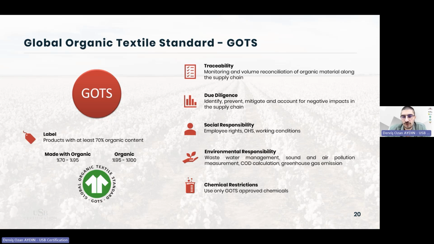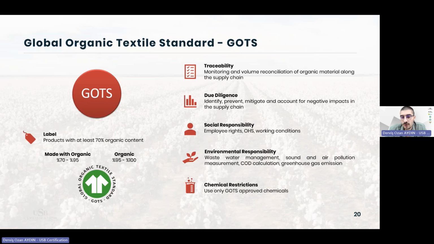Traceability under GOTS: monitoring and volume reconciliation of organic material all over the supply chain. The main difference of GOTS, not just the main, but there have to be due diligence requirements under the GOTS standard. What is due diligence? Due diligence is to identify, prevent, mitigate, and account for negative impacts in the supply chain generally.